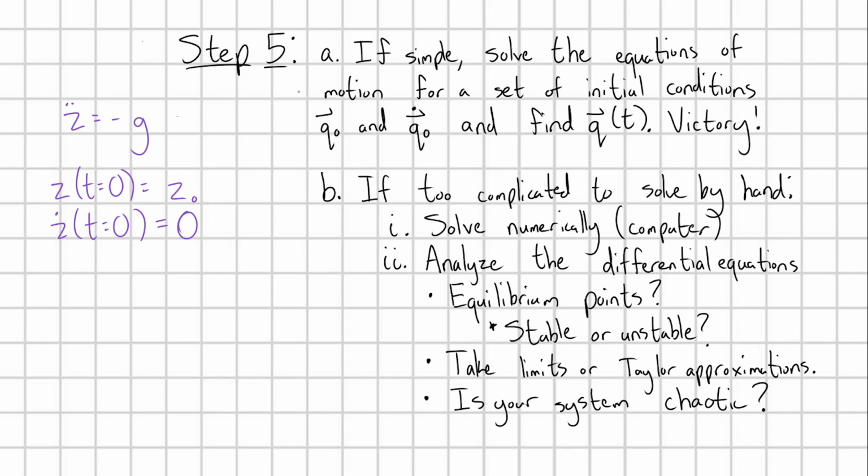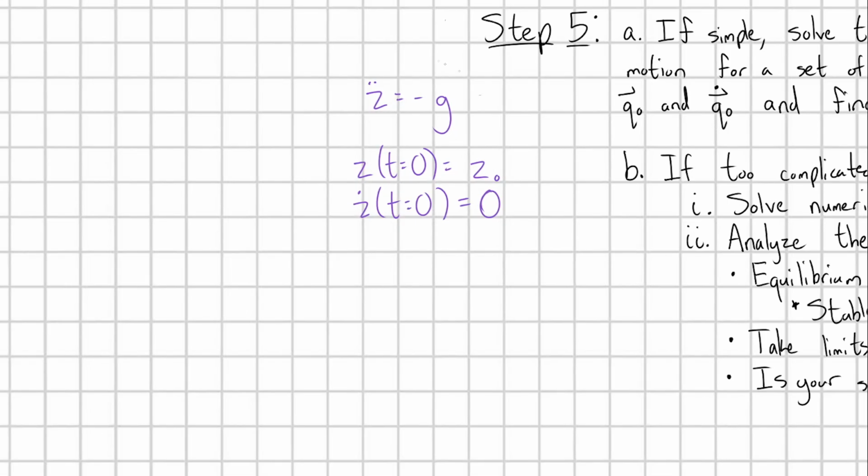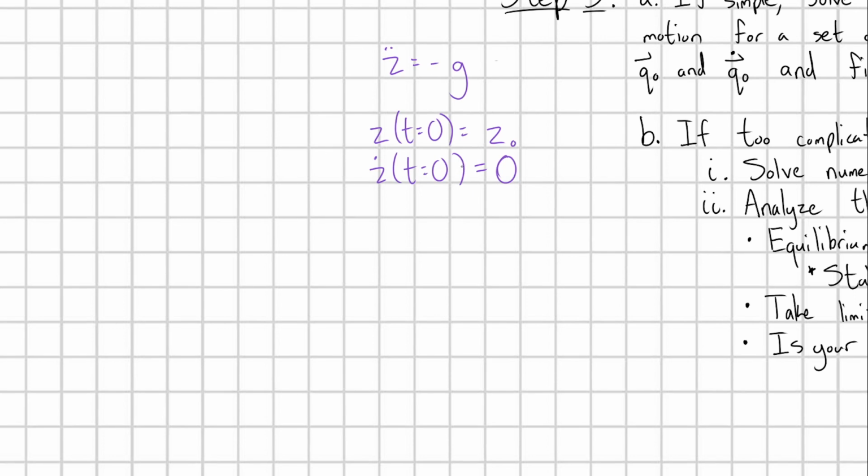Okay, but in our example here, of course, we have a very simple differential equation. So we can just go ahead and solve this. I just went ahead and proposed some initial conditions. We say our ball is at some initial height, z naught, and that we throw it with 0 initial velocity. So we're not even really throwing it. We're literally just dropping it, right? We're not giving any initial velocity to the ball. Okay, so how do we solve this thing?